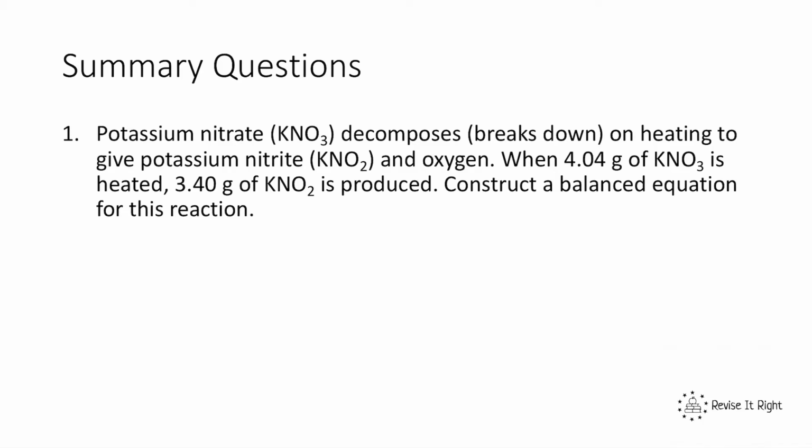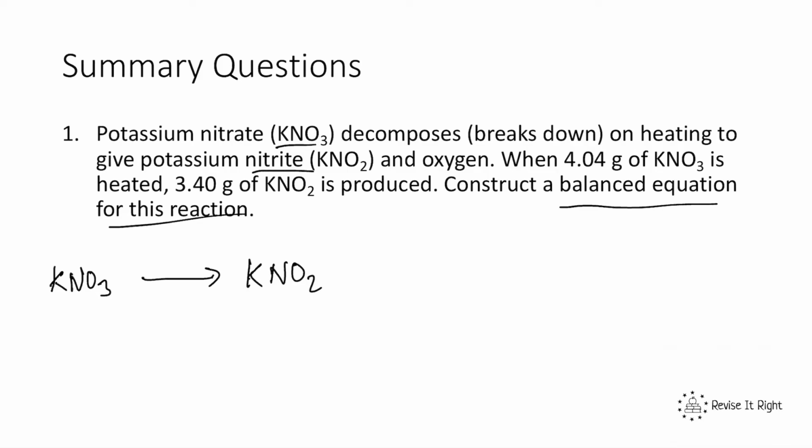Okay, so potassium nitrate decomposes on heating to give potassium nitrite and oxygen, and then it gives us our masses, and it wants us to construct a balanced equation. So the first thing we need to do, as you remember we've done in the previous 2 examples, is construct our equation. So here we've got potassium nitrate, which is KNO3. Decomposes, it breaks down to form potassium nitrite, which is KNO2, plus oxygen, which is O2. So that is going to be our equation.